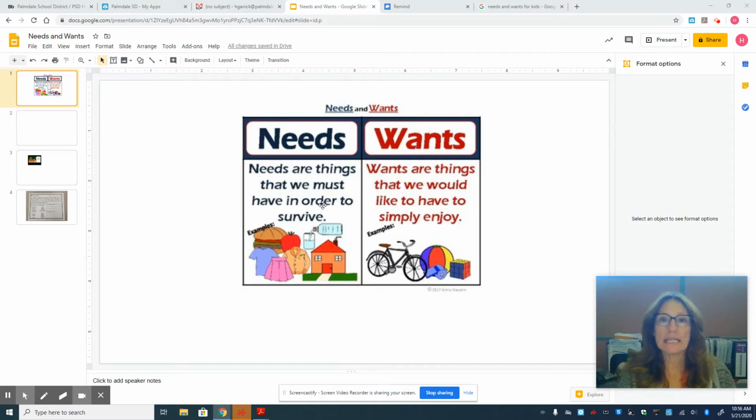What's the difference between a need and a want? Well, if you look at our slide right here, a need is something that you need in order to live or to survive. That would be shelter, which means a house or an apartment, water, air, clothing, and food. You need those things to survive. What are some wants? Wants are things that we would like to have, like a bicycle or chocolate or candy or a whistle, or you can see here toys or video games. Video games are not a need. Video games are a want. Okay, so those are the differences between needs and wants.